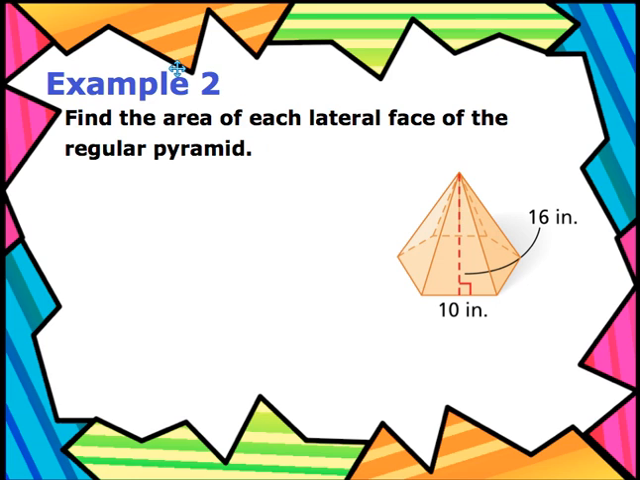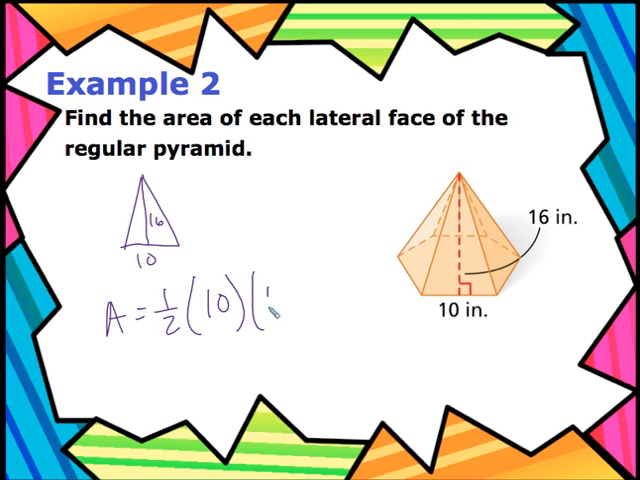Now this just says find the area of each lateral face. So all the lateral faces are going to be the same. That's just every triangle. So we really are just doing area of a triangle on this one. So we have 10 right here. We have 16 right here. So the area of a triangle is 1/2 base times height. Thought that was going to be a much more difficult problem than it was.